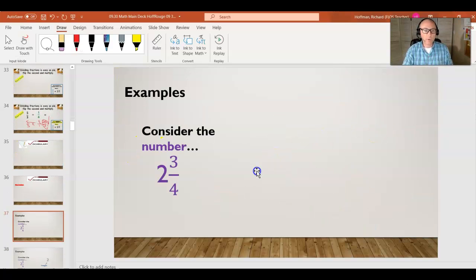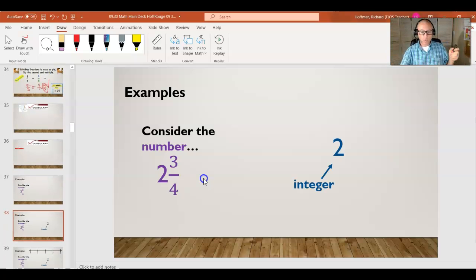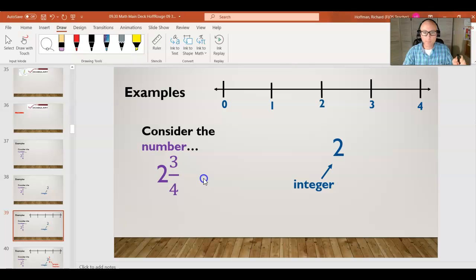Vocabulary. Mixed number. Consider the number 2 and 3/4. Notice I said 2 and 3/4. I didn't just say 2. I didn't say just 3/4. I said 2 and 3/4. That's important. Integer. The 2 is an integer. So all of these numbers on the number line here are integers. We can go up to infinity.